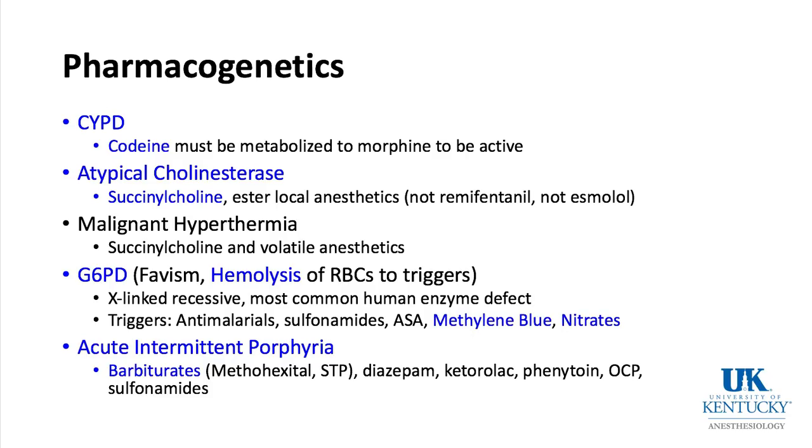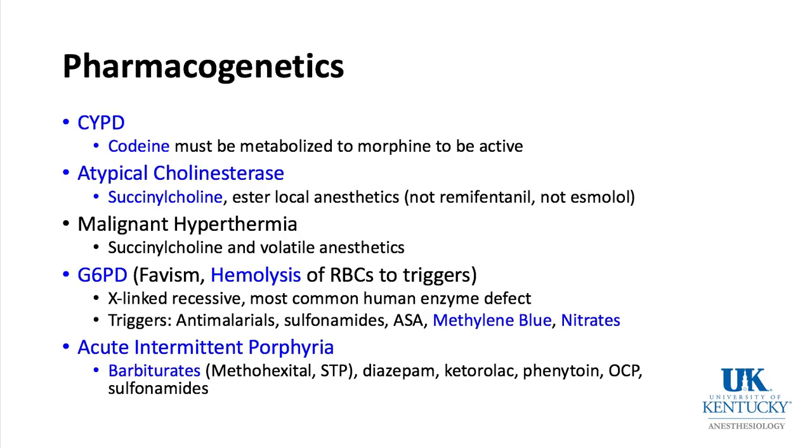Atypical cholinesterases, pseudocholinesterase deficiency or genetic abnormality. If you have a problem with that enzyme, succinylcholine is not going to be metabolized normally, and ester local anesthetics. But remember, remifentanil is broken down by nonspecific esterases and esmolol by RBC esterases. So an atypical cholinesterase, atypical pseudocholinesterase, would not cause a metabolic difference in the breakdown of remifentanil or esmolol.